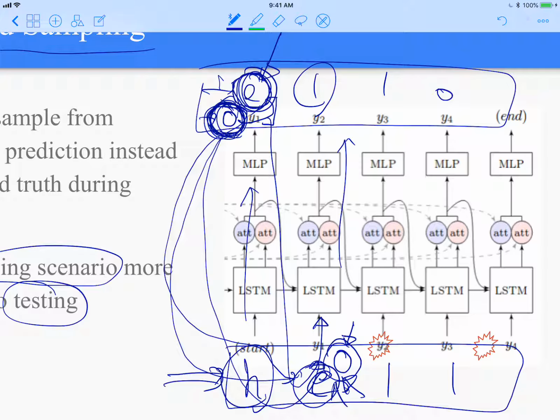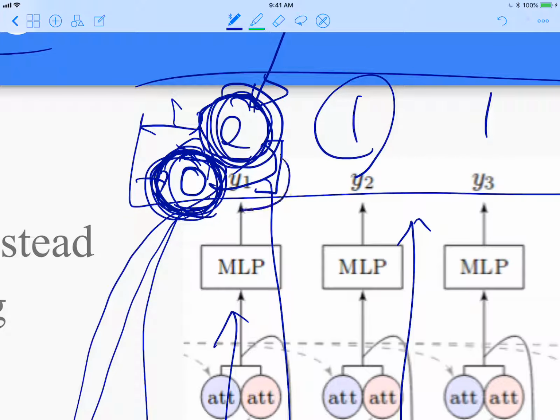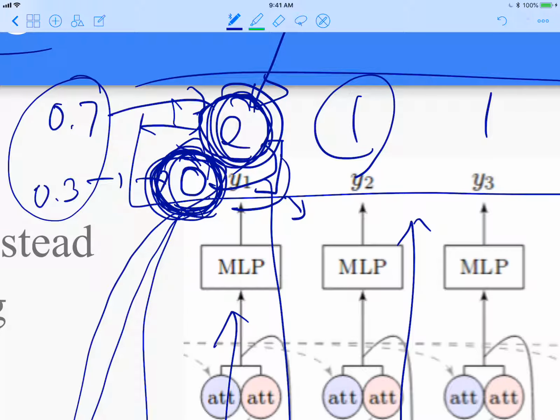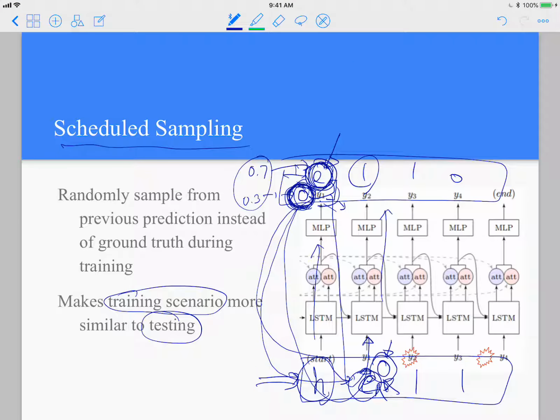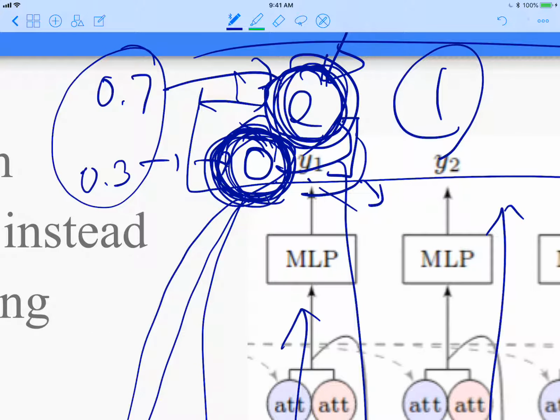Okay, and scheduled sampling is selecting between these two randomly, one of these two with a certain probability value. So suppose this output is 0.7 and this 0.3 and so on, right? So we fix this probability and provide either of these outputs as an input to the next time step. But when using the predicted output only, I think that is called teacher forcing.